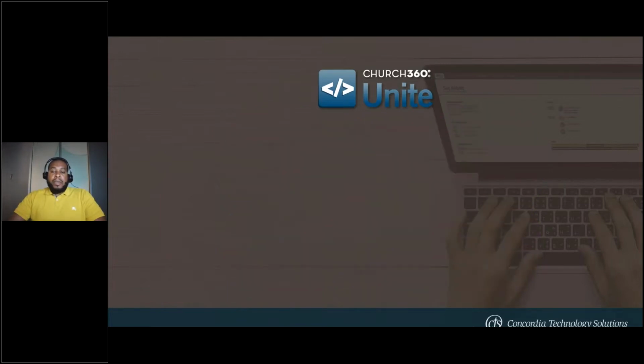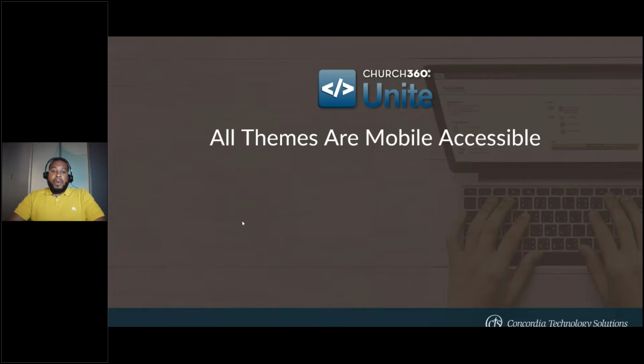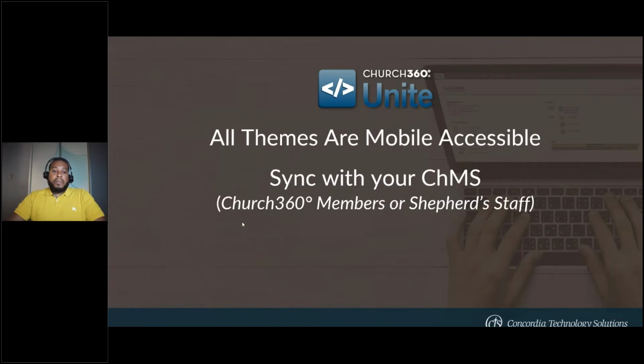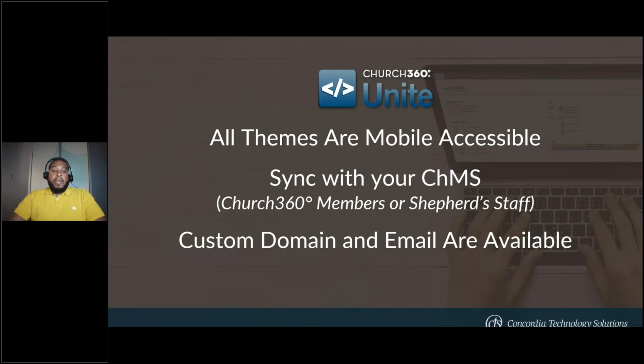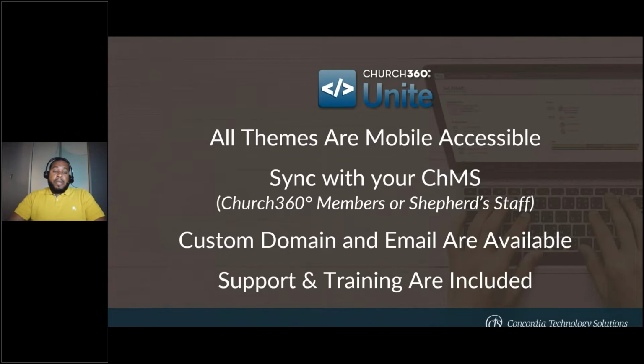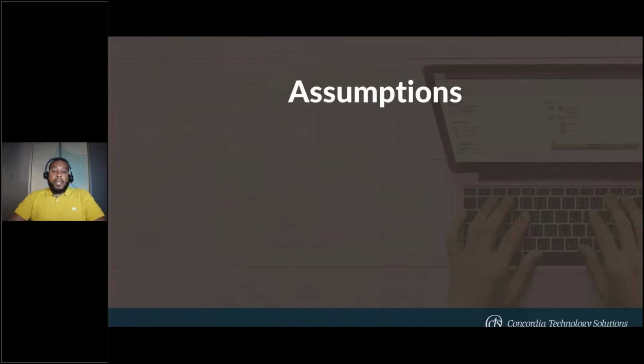With Unite, all themes that are available with the software are mobile responsive. You can sync this software with our church administrative software, both Church 360 members and our PC-based software, Shepherd Staff. Custom domain name hosting and custom emails are available within this software. Support never runs out. We train you on how to use the software when you purchase it, and the support is included with the software. No additional cost for that.